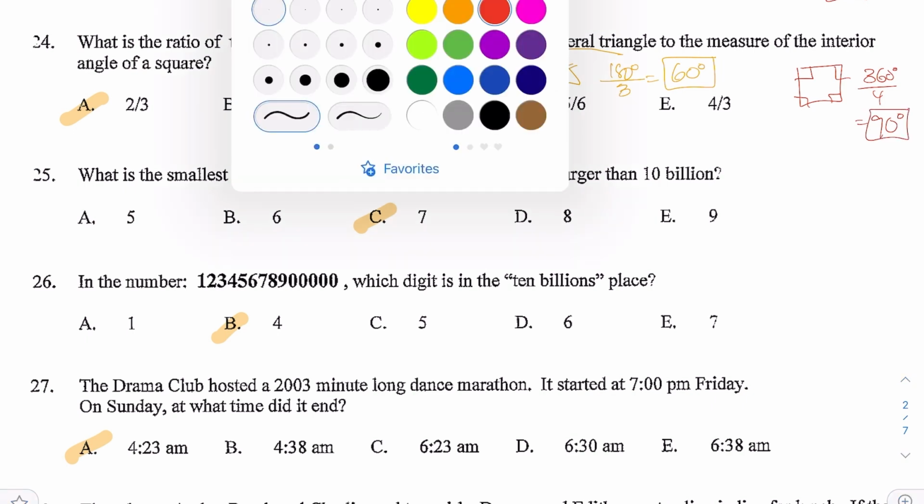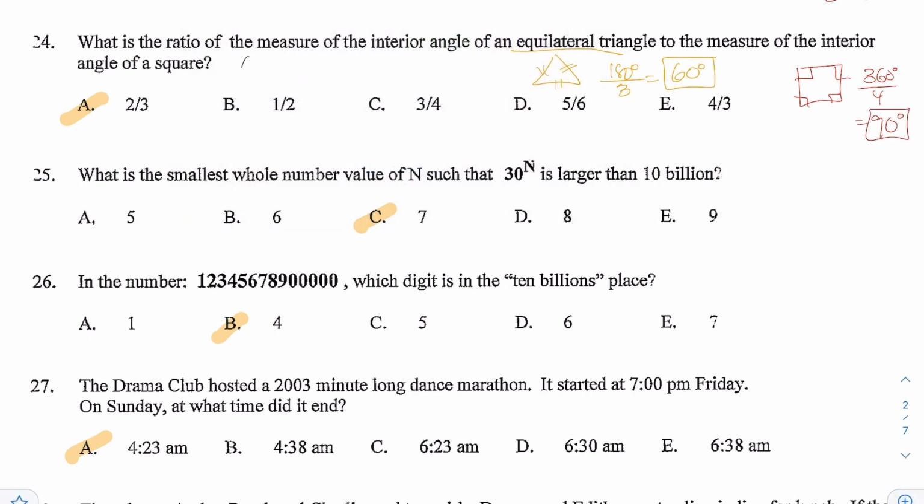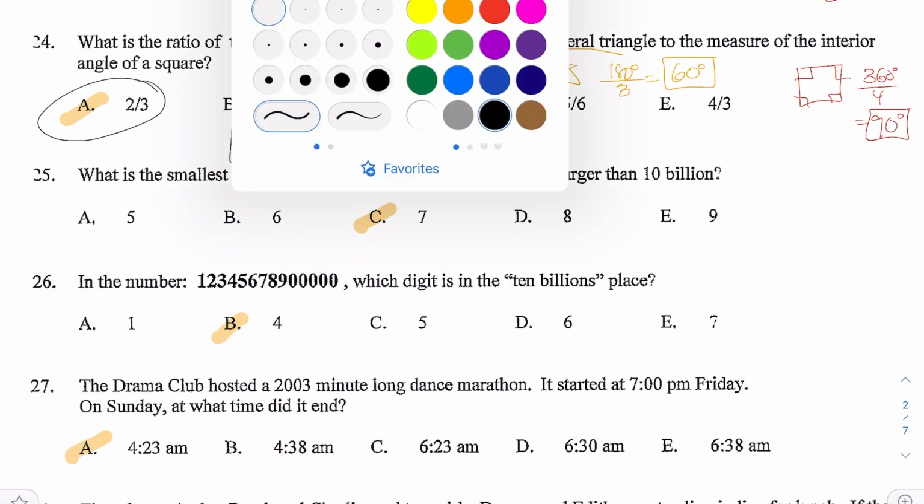So the ratio just means divide, so you'll have 60 divided by 90, and if you divide by 30 on both sides, you would get 2 to 3, or 2/3, which is choice A.